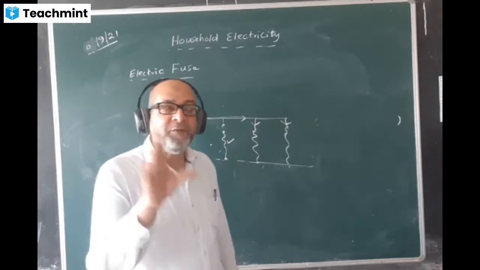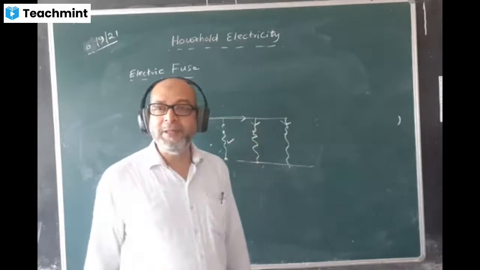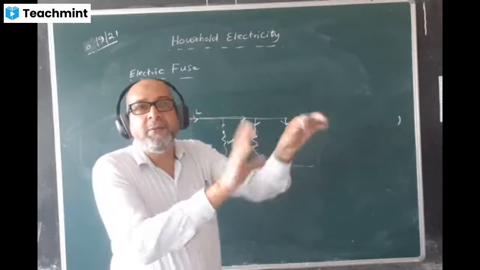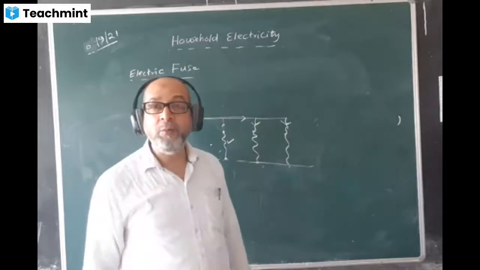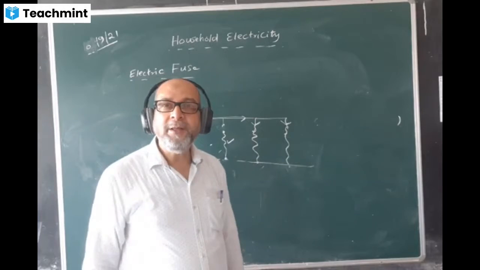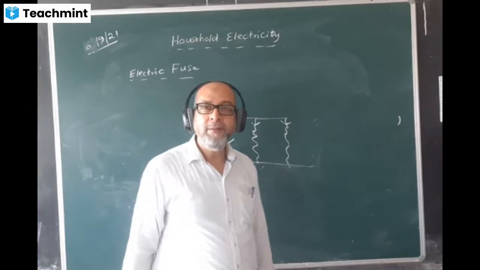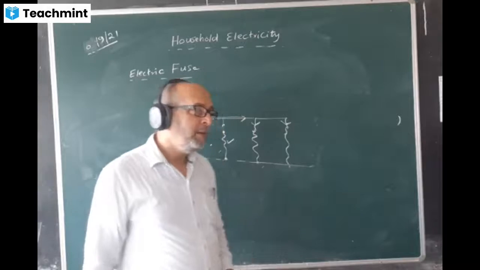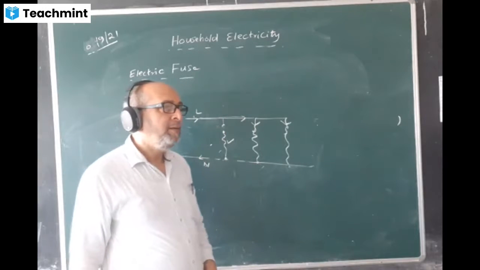If you connect the fuse to a particular appliance, only that appliance is not receiving current, but other current is still running at home. That will create a problem. So in household, series is used and not parallel.